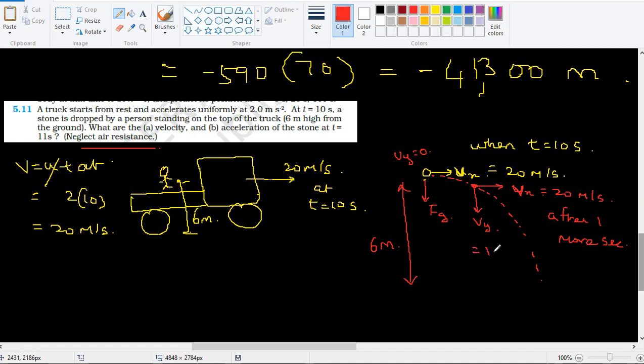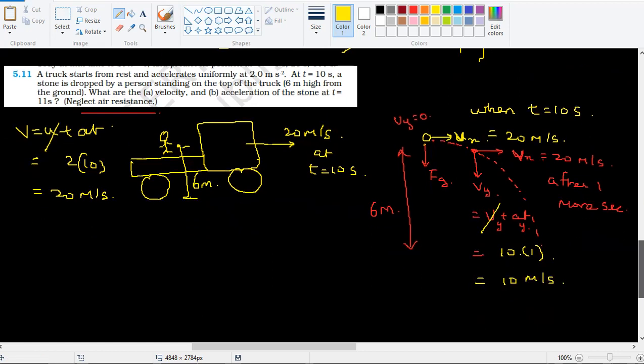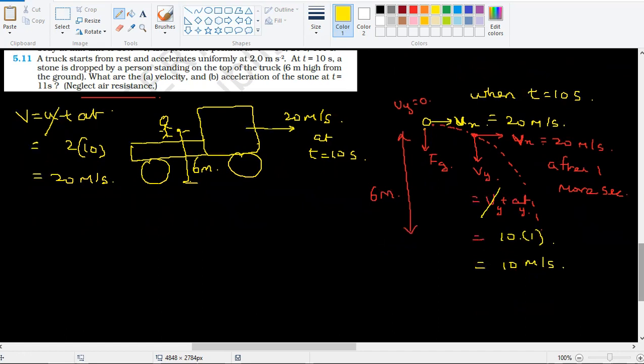So Vy is equal to Uy plus Ay t. We studied this in the previous chapters. Initial velocity in the y direction is 0. Acceleration in the y direction is 9.8 or 10. Time taken is, we are talking about after this has happened, after 1 second, which means in 1 second it has come here. So 10 meters per second. Any questions, any doubts, anybody? Only if you ask me doubts, I will understand where you are getting stuck.